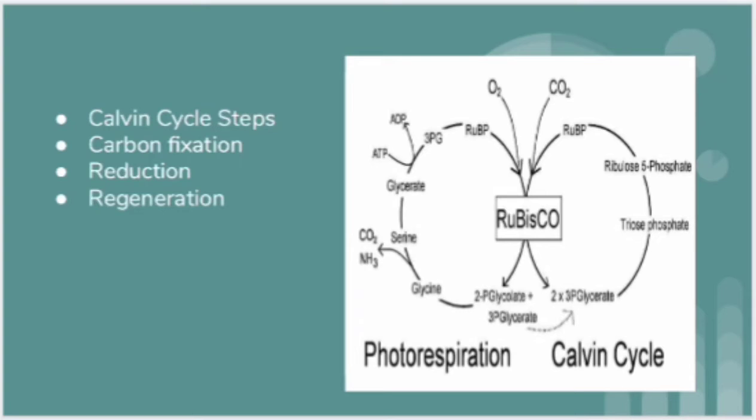And the last step is regeneration. Some glyceraldehyde 3-phosphate molecules go to make glucose, while others must be recycled to regenerate the 5-carbon RuBP compound that is used to accept new carbon molecules. The regeneration process requires ATP. It is a complex process involving many steps.